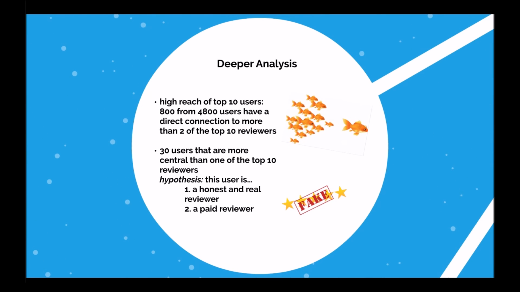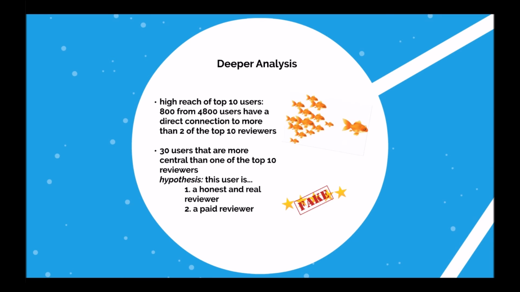When digging deeper into the analysis, we figured out that around 800 from 4,800 users have direct connections to more than 2 of the top 10 reviewers. So the reach of these top 10 users is quite high. We also found that there are 30 users that are more central than the 9th of the top 10 users, which is quite surprising. That means that there's one user that writes a huge amount of reviews but is not as central as the other ones and his reviews might not have such a great impact.